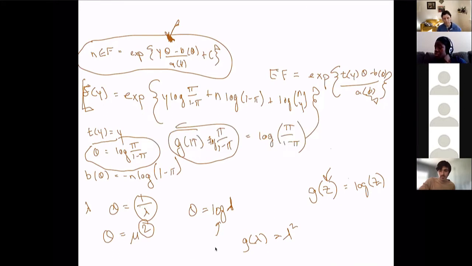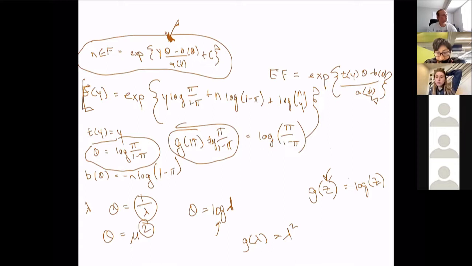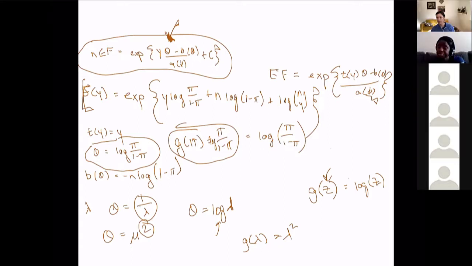And so just to follow up on a question here, the log is technically the link. Is that correct? Or is it both, like the log of pi over 1 minus pi? So the link is the entire function on the right-hand side of that equation. Okay. Thank you.